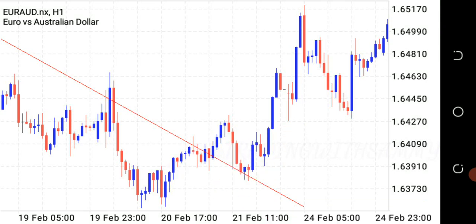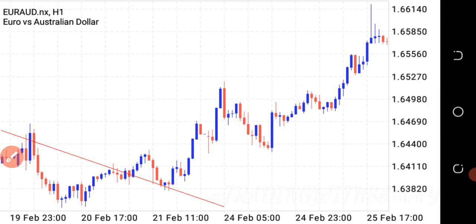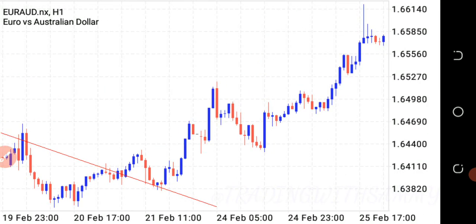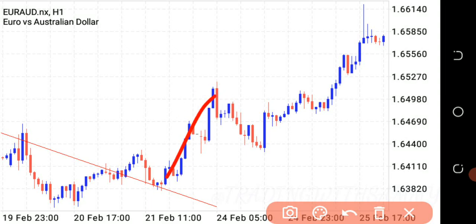Now what does this mean? It means that the downtrend has now changed into the next phase. It moved from declining to accumulation. Now we are moving into what? Advancing stage. The advancing stage is when price is giving us a higher high and higher low, higher highs and higher lows.